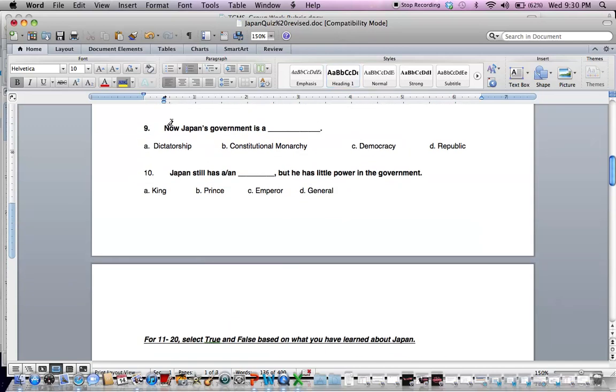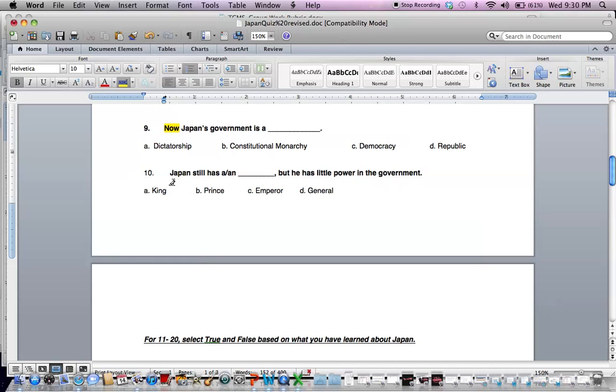Number 9, now Japan's government is A, dictatorship, B, constitutional monarchy, C, democracy, D, republic. So now we're looking for now. What is Japan's government now? Okay.